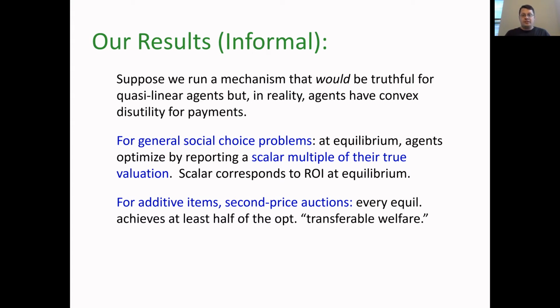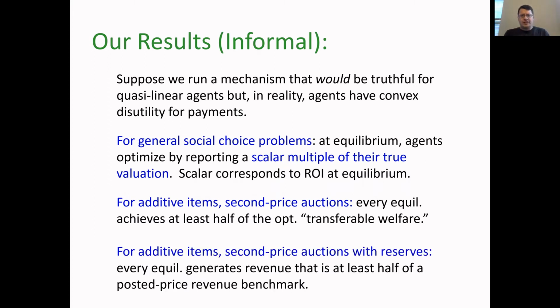What we do is define a notion of welfare we call transferable welfare, which extends the notion of liquid welfare that's used a lot when discussing mechanism design for agents with budgets. We're going to talk more about that definition later, but for this notion of welfare, we show that at any equilibrium of this mechanism, and there could be many, we're going to end up getting at least half of the optimum. We also have a price of anarchy style result for revenue as well, but I'm not going to talk about that very much in this talk, so please see the paper for more details.